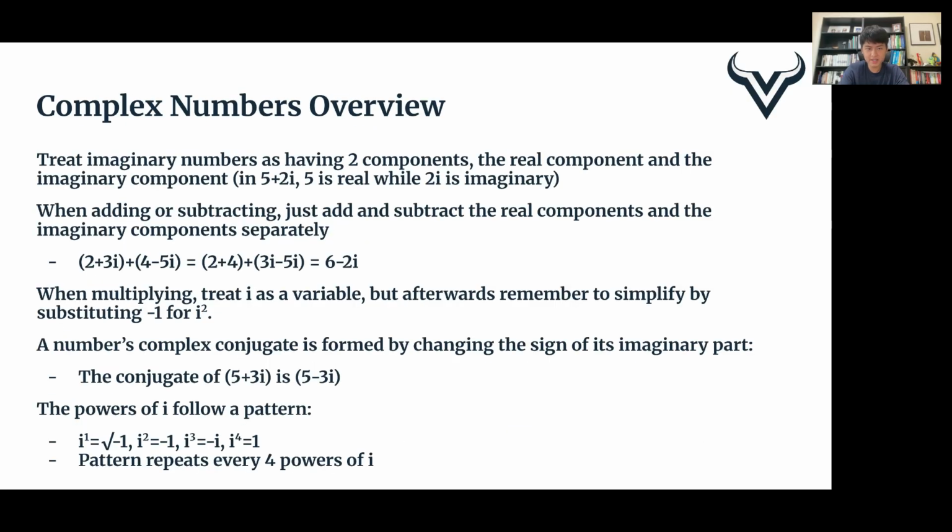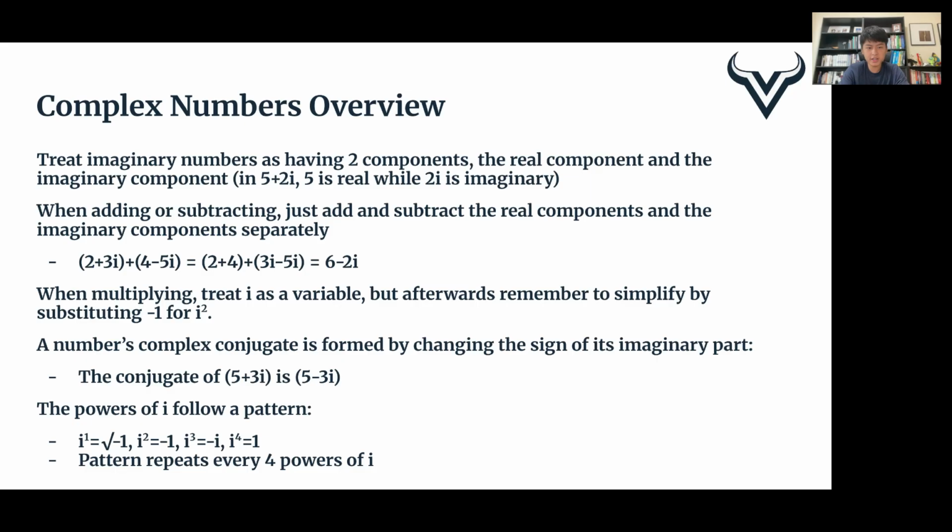Let's overview complex numbers. So treat complex numbers as having 2 components, the real component and the imaginary component. The example would be 5 plus 2i, which is a complex number. In this one, 5 is real, while 2i is imaginary. When adding or subtracting these complex numbers, simply just add and subtract the real components and the imaginary components separately. So treat them as 2 separate parts.